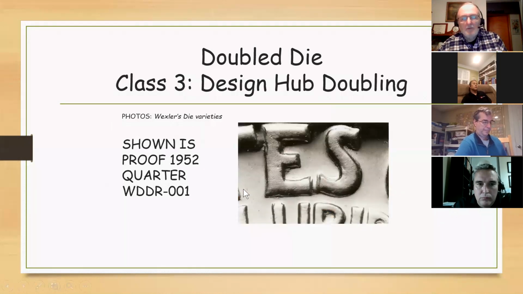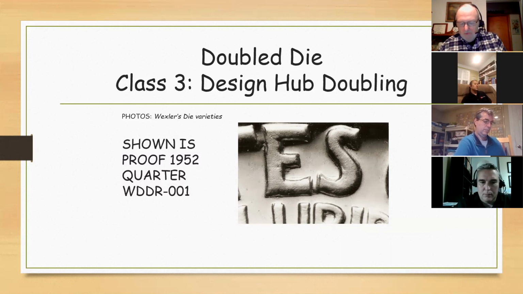Okay, class 3 is the design hub doubling, and shown here is a proof 1952 quarter with the reverse. It's a DDR001 according to Wechsler's die varieties. And this to me is the easiest class of double dies to explain and understand. Some of the others, even the first two, might sound like I'm walking all over the words I just said, because it's difficult to put into words what they are. That's why I try and use more of the pictures.